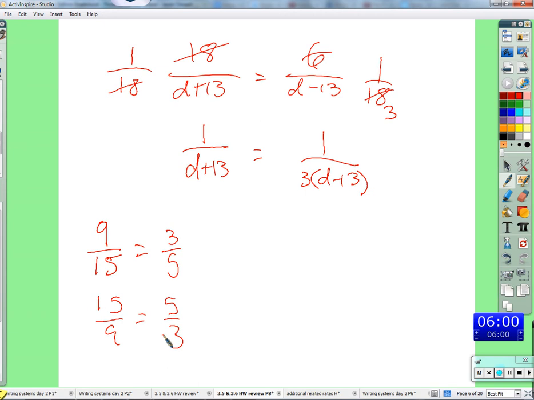Would that always be true? Yes. If two fractions equal each other, their reciprocals are equal too.